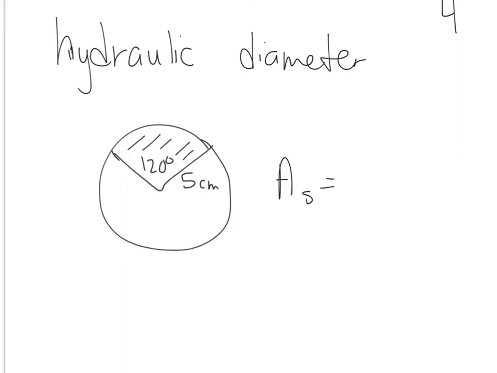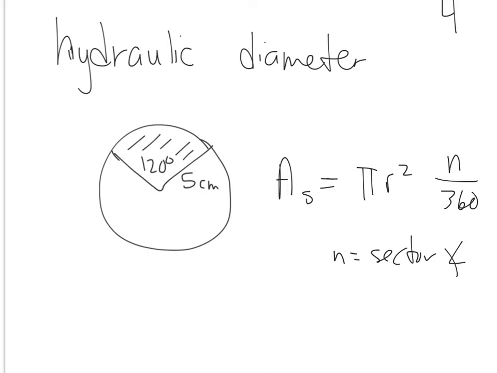So again, every time you do this, if you want the area of a sector, it's pi r squared times n over 360, where n is the sector angle. That's exactly what Johnny just said. He said 120 over 360 is 1/3, so divide by 3. But if you're given an arbitrary angle and you need to figure it out, you can determine that value by plugging in for n.